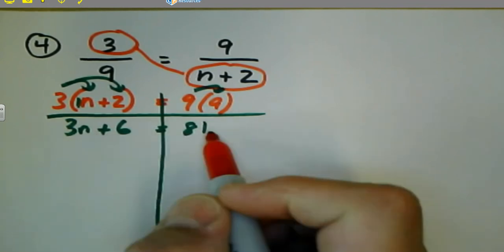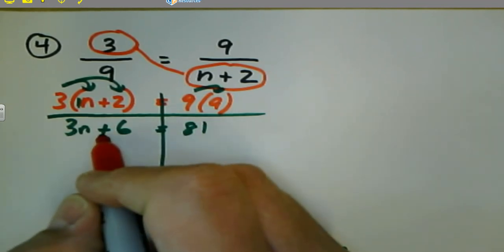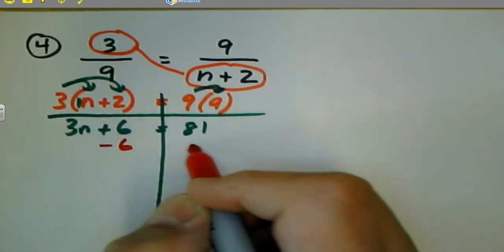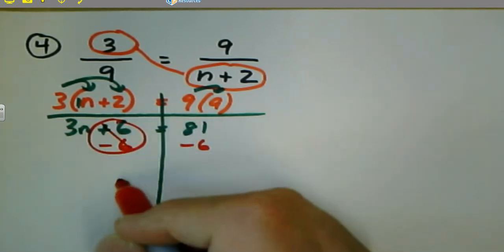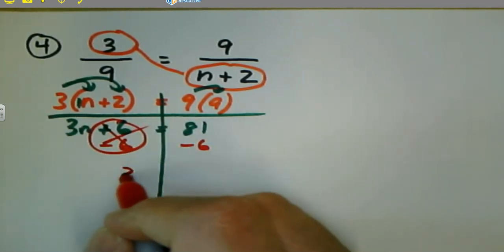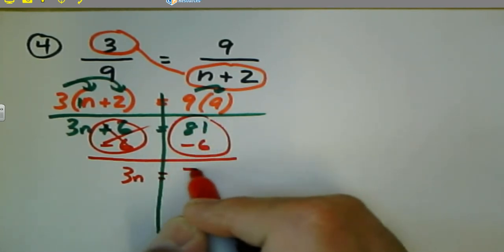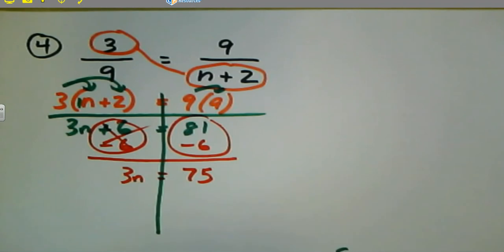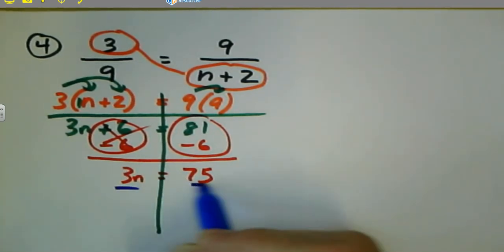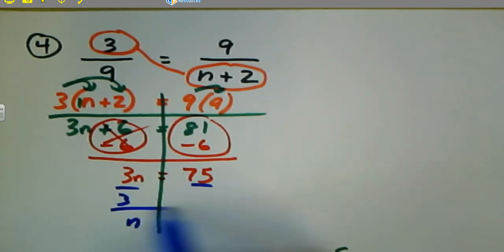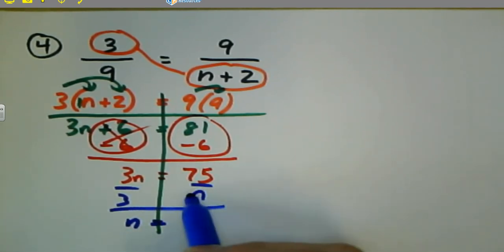No combined like terms, no extra variable, but there is something added or subtracted to the end. That's the 6. Our 6's are gone. We're left with 3n. 81 minus 6, 75. And then we're going to divide by the 3. We have to get rid of it because we want to know what n is, not what 3n is. 75 divided by 3 is 25.